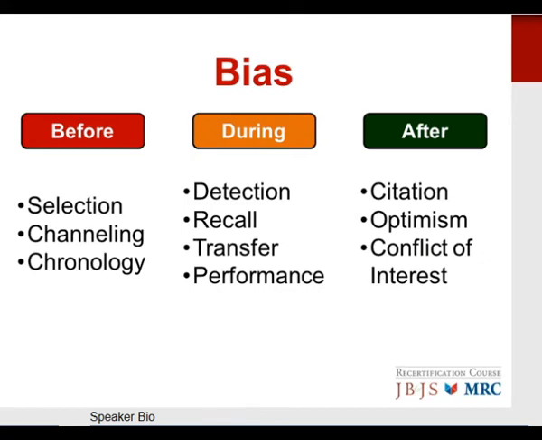After the examination is publication bias, the optimism bias, meaning that you're more likely to publish positive results. Citation bias, meaning that you are more important. And then the conflicts of interest bias. I don't think they're going to ask that question.